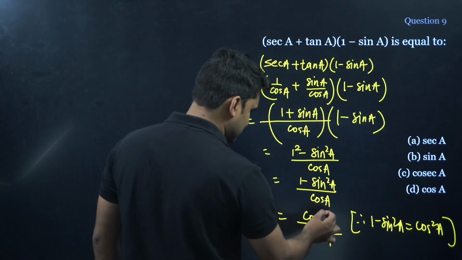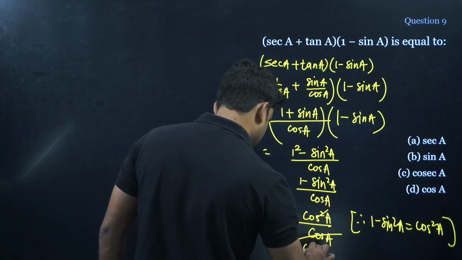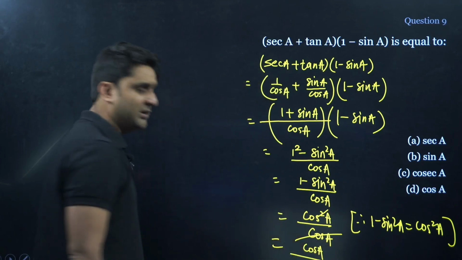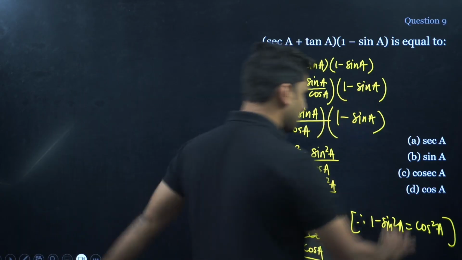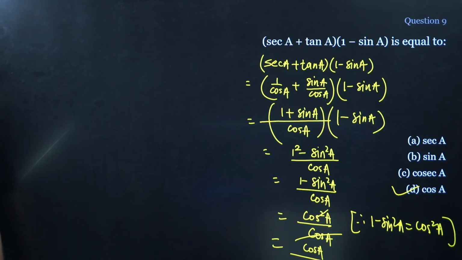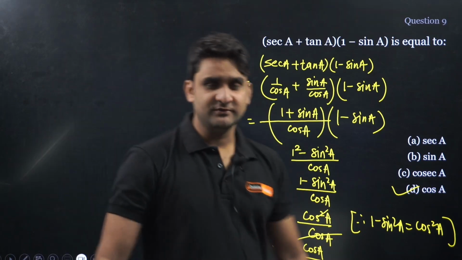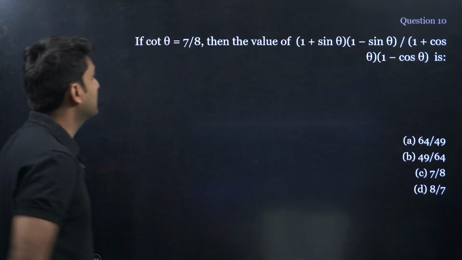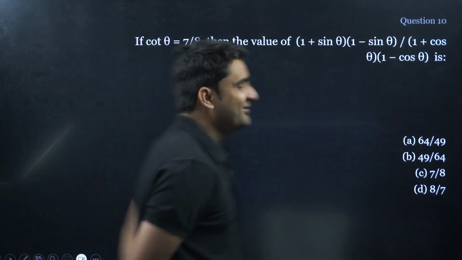Now cos will be cancelled with this 1 cos, so we have only 1 cos remaining as the answer. Option number D will be the correct answer. Clear, everyone? Moving to next question. Oh my God.